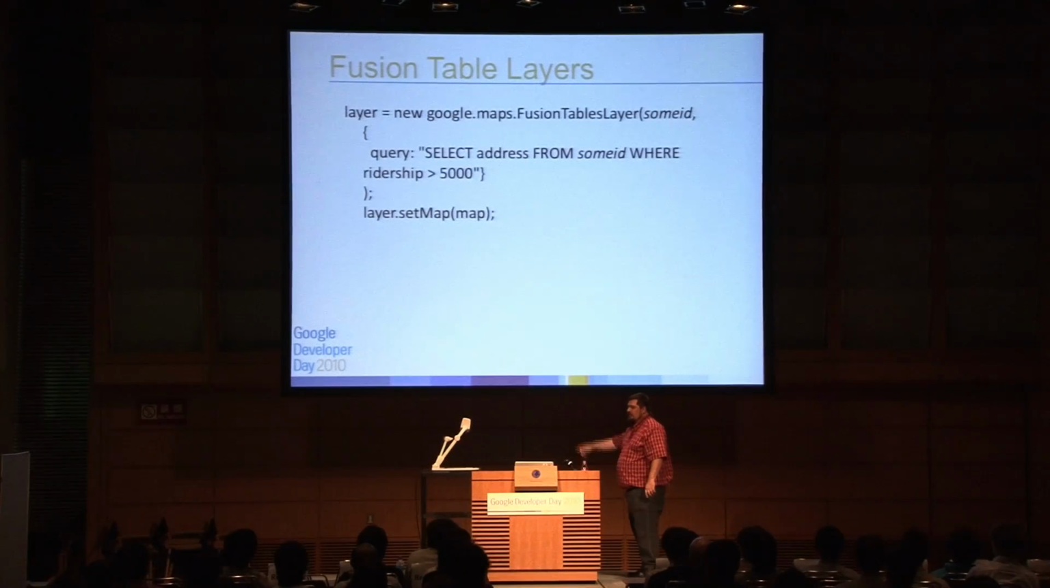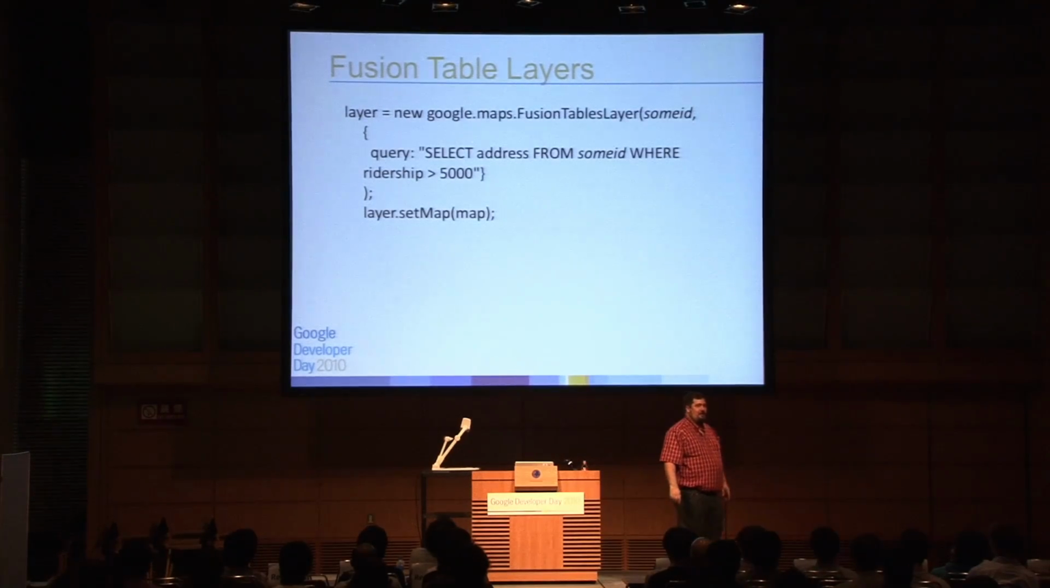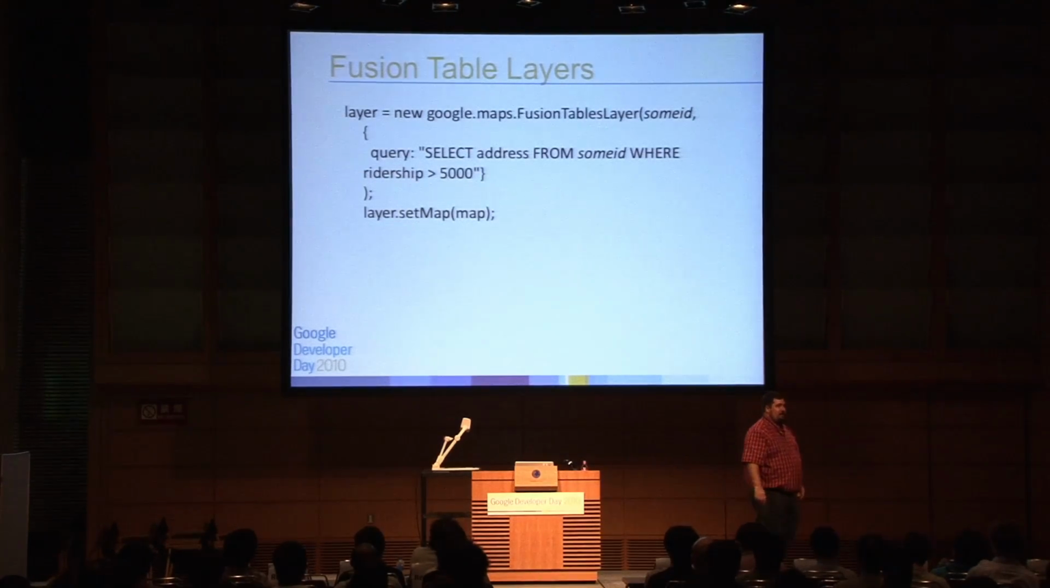And if you'll notice in here, the layer allows you to do a query directly from within the table. So there's a SQL-like query language. It's just some basic SQL functions on the table, and you can incorporate those directly into the Maps API, so you're only querying a small subset of your data.